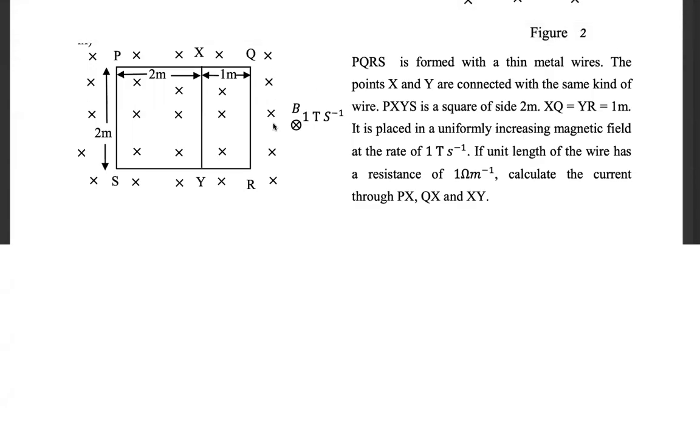Right. So this question is about Faraday's law. PQRS is formed with thin metal wires. The points X and Y are connected with the same kind of wire. PXYS is a square of side 2 meters. XQ is 1 meter, YR is 1 meter. It is placed in a uniformly increasing magnetic field at a rate of 1 Tesla per second.